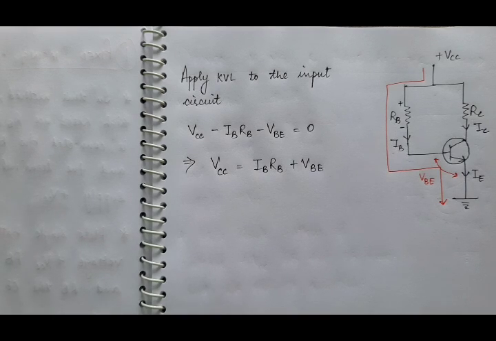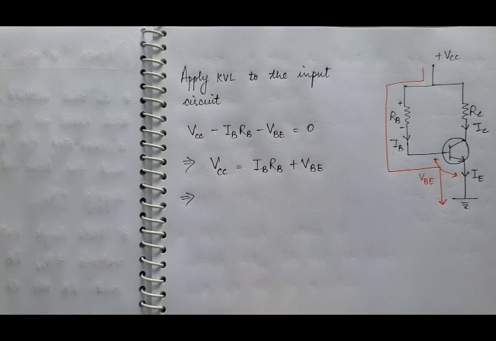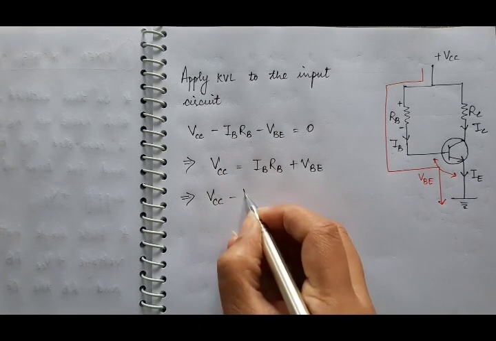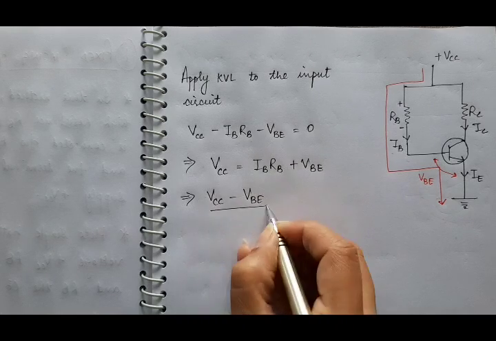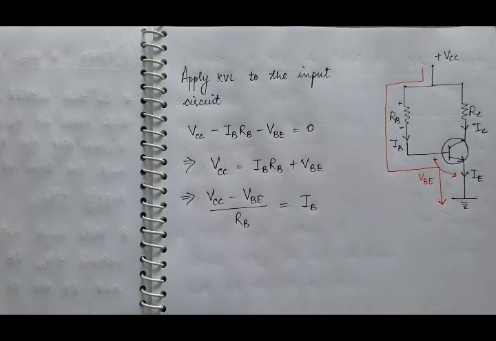and from this equation you can find the value of base current IB and you can also find the value of RB. It will be used in the numericals. So you don't need to learn the formula. You just have to remember this circuit and apply KVL to the input circuit for the formula and apply KVL to the output circuit for the desired formula. So VCC minus VBE divided by RB will give you the value of base current.